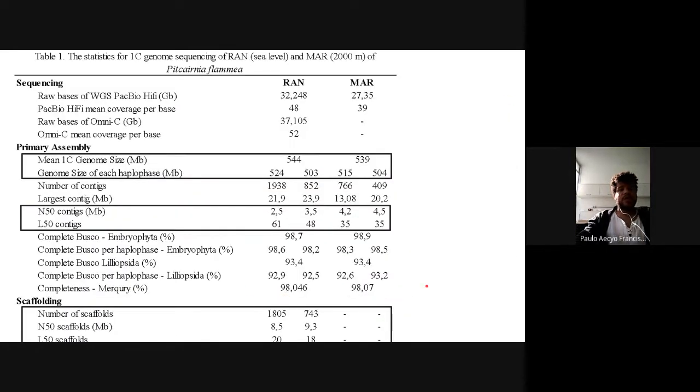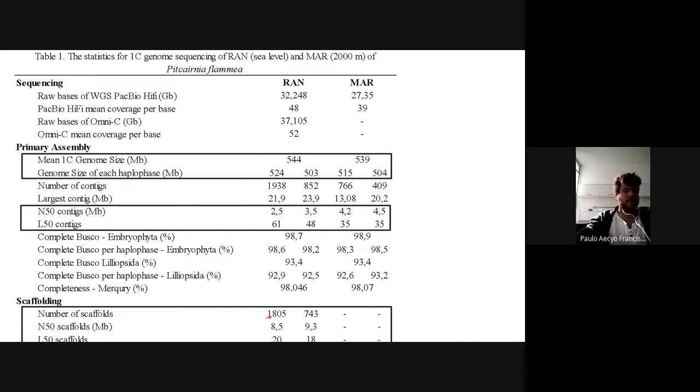So we are still performing the assembly, but it is possible to observe that those individuals have a very small genome size, as you can see here, with 544 megabases or 535. There is some difference between those 2 genomes, with an N50 of 2.5 and 3.5 for each haplophase of the Morro do Rangel individual at sea level, and 4.2 and 4.5 for the Pico dos Marins individual from 2,000 meters.